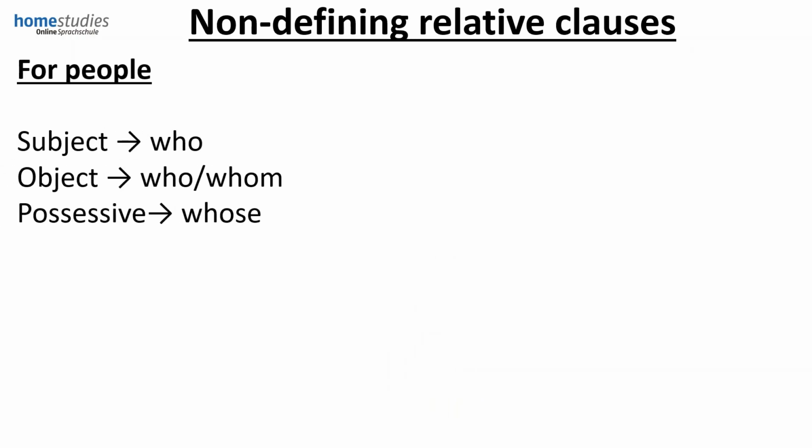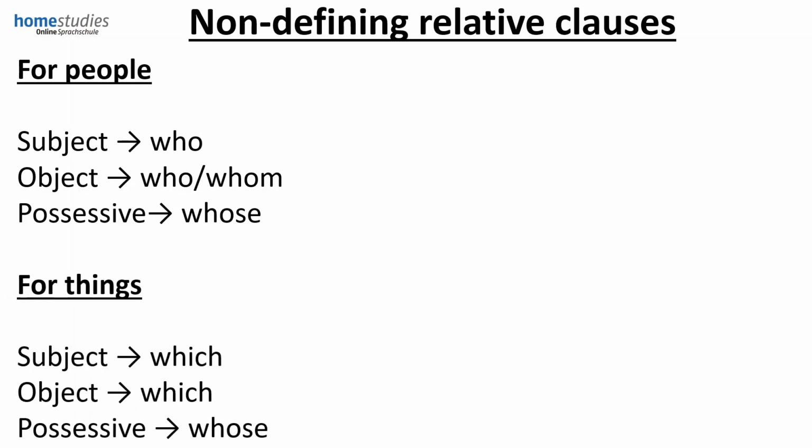Okay, now let's look at non-defining relative clauses. Now, the relative pronouns for people are who for the subject, who and whom for the object, and whose for the possessive. And for things, it's which for the subject, which for an object, and whose for the possessive. Okay?